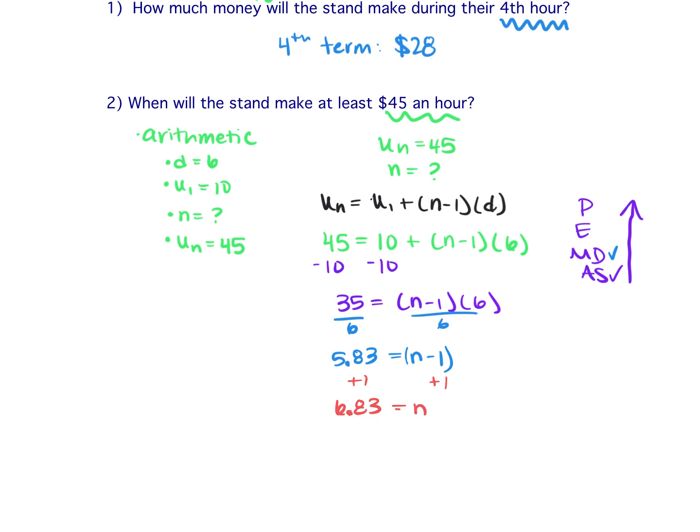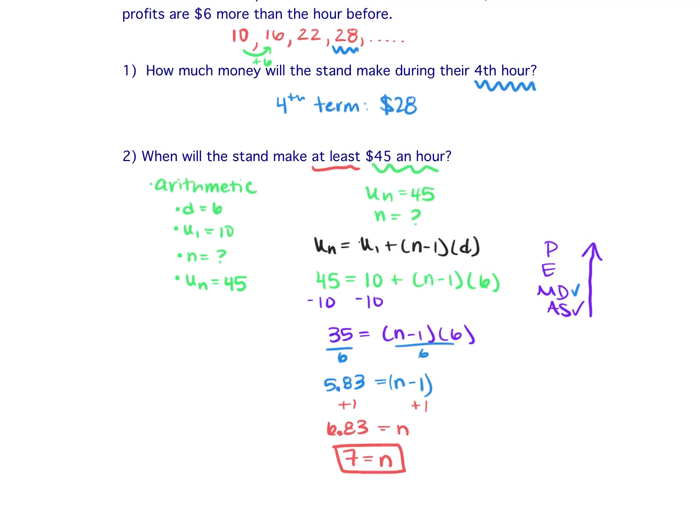So if I think about the 6th term, I'm not going to have quite enough money to get to $45. So I'm going to round up. Okay, and the 7th term is going to be the first time that I have at least $45. It'll be a little bit bigger than 45, but the 6th term wouldn't have given me enough money to reach that amount.